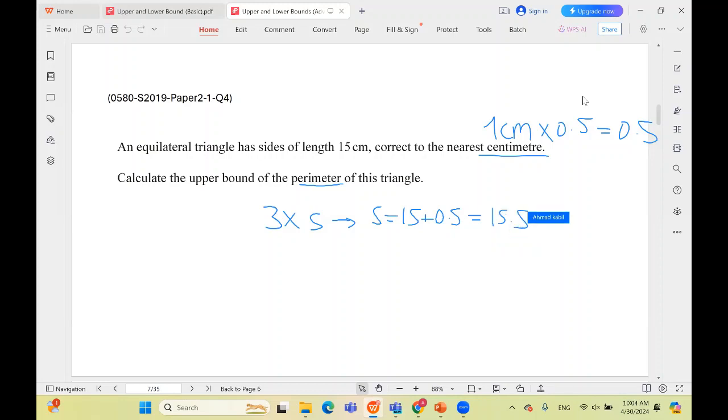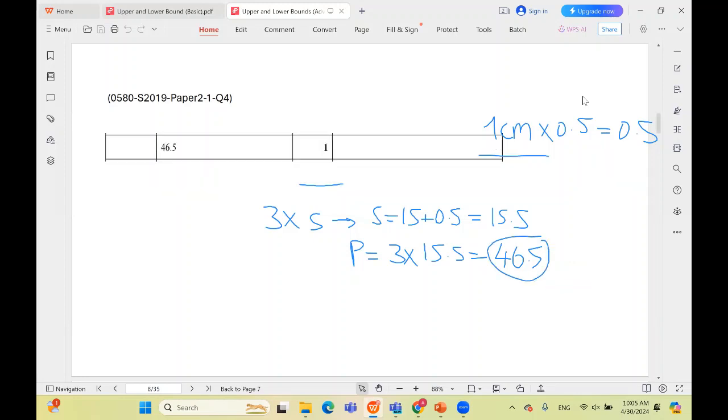Now the perimeter would be 3 times 15.5. And this gives us 46.5 as a final answer. This is correct as well.